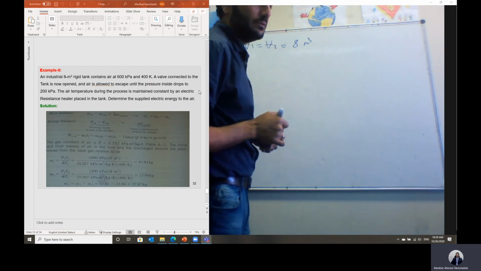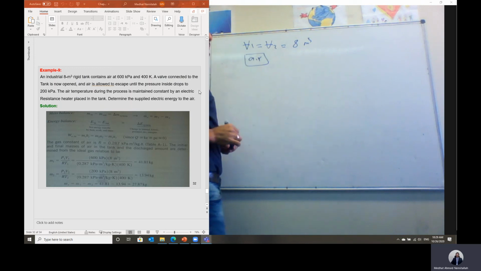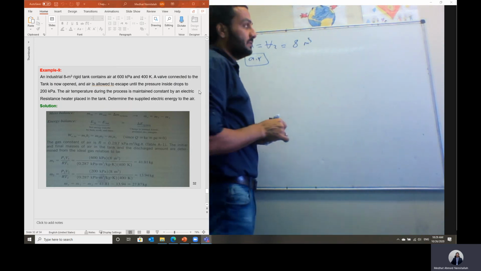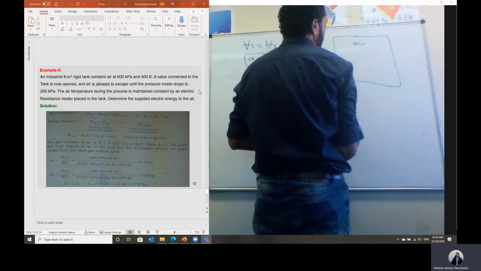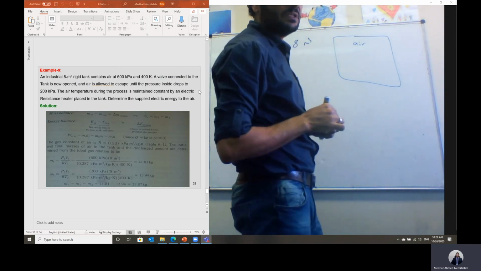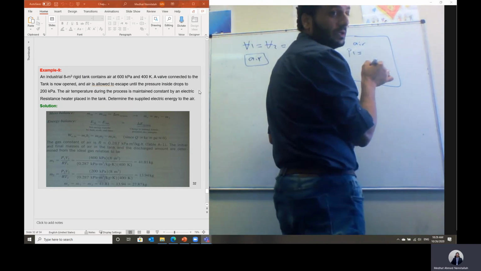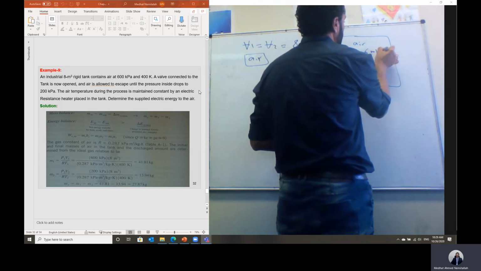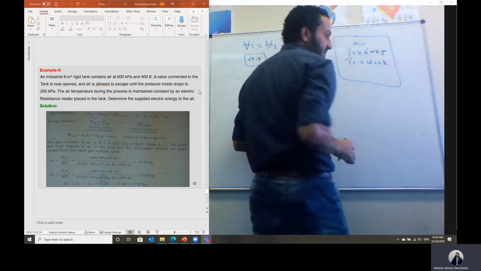He said this tank contains air, so the working fluid is air. So I will stick to the ideal gas equation of state, PV equals RT, unless he asks me to use the modified equation PV equals ZRT. This air is initially at a pressure P1 equal to 600 kilopascal and temperature T1 equal to 400 Kelvin.